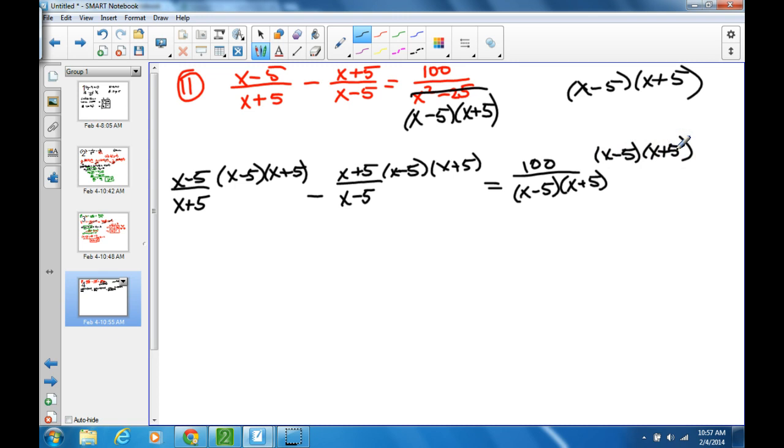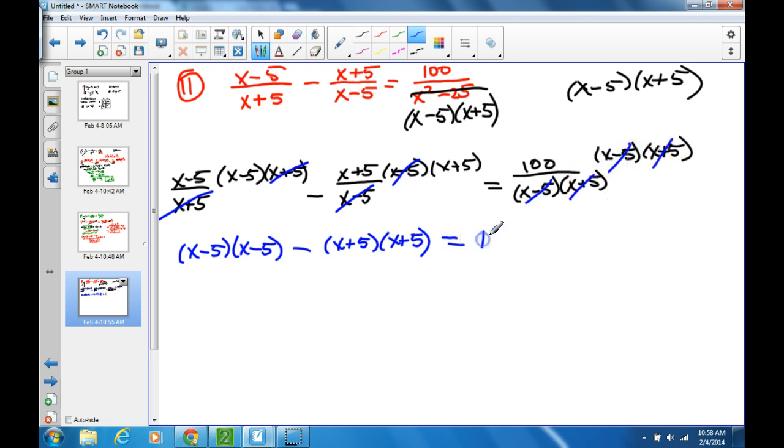Okay, so we got it set up. Let's start crossing them out. This is my favorite part. Cross, cross. So my two factors that I'm left with here are x minus 5 times x minus 5. And this one I can cancel. And I have x plus 5 times x plus 5. And this one's even better because I can cancel them both. So I have 100.